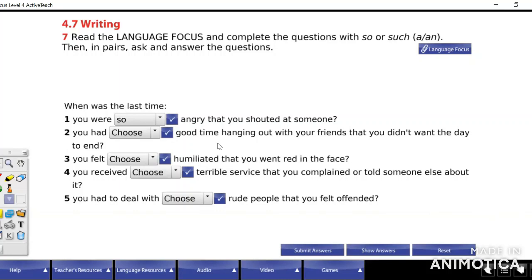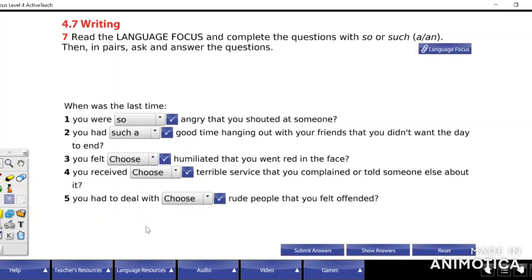When did you have good time? That needs to be preceded by something, right? A or N, and that's a good thing, I think. So when did you have such a good time? So that should make it easy. What is the difference between number 1 and number 2? Angry is an adjective and time is a noun.